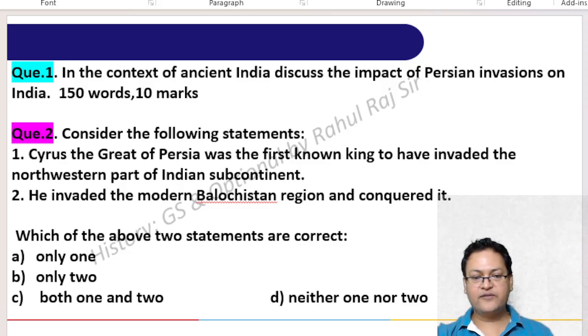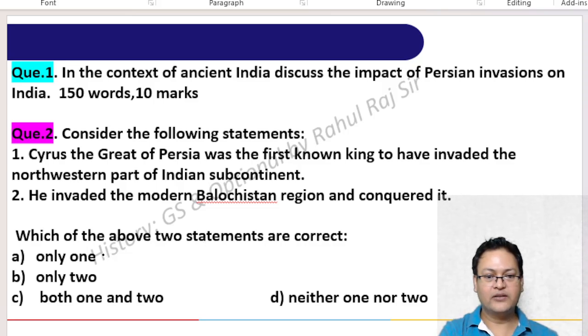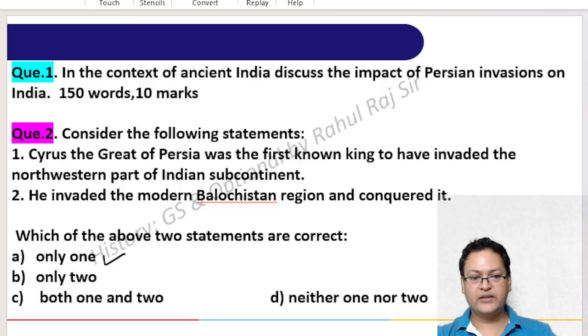Now let's look at some MCQs. Consider the following statements. Cyrus the Great of Persia was the first known king to have invaded the northwestern part of the Indian subcontinent. Is it true or false? This is true. Second statement, he invaded the modern Baluchistan region and conquered it. Red flag. He invaded Baluchistan, but he could not conquer it. So only the first statement is correct. So the answer would be only 1.